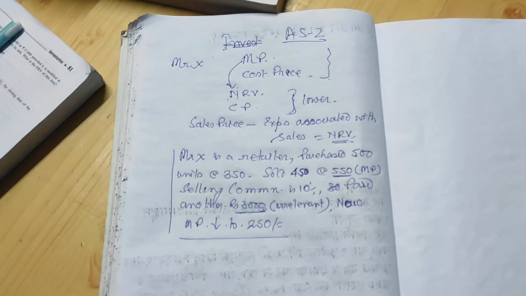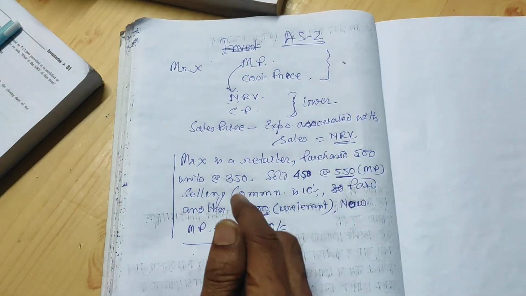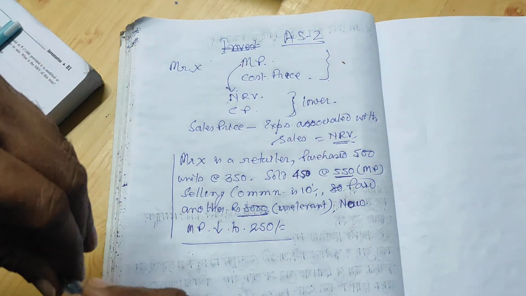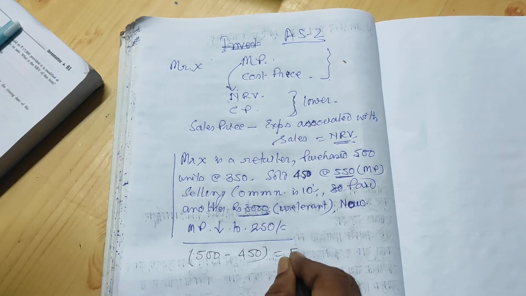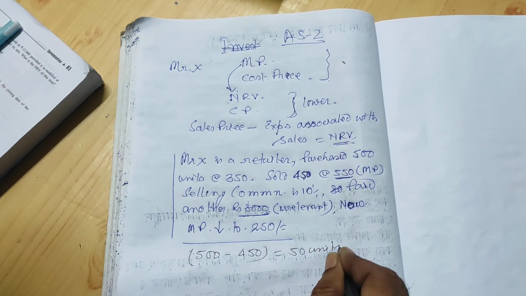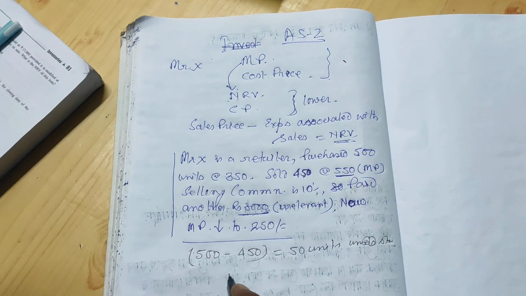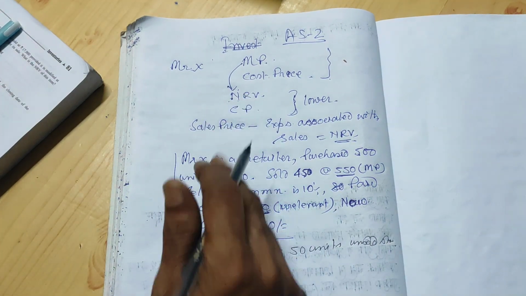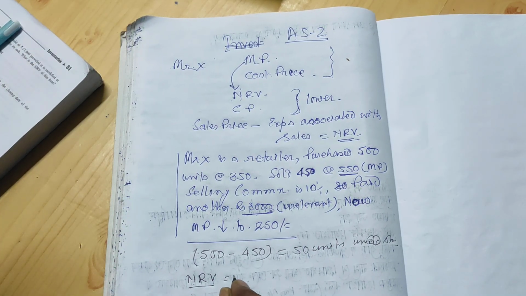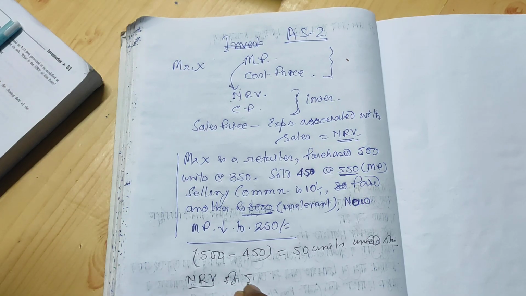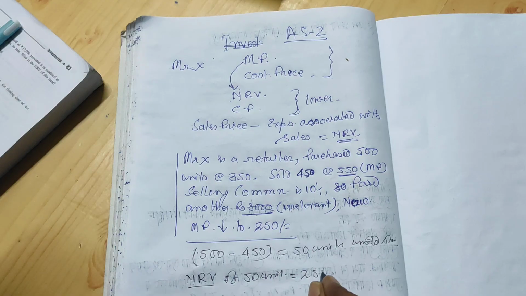This is the sum. You have to calculate the valuation of the stock. So how many stocks are there? We have purchased 500 units, 450 is sold out, so you have 50 units unsold stock. So you have to calculate two things. One is NRV of 50 units. Your current market price is 250.